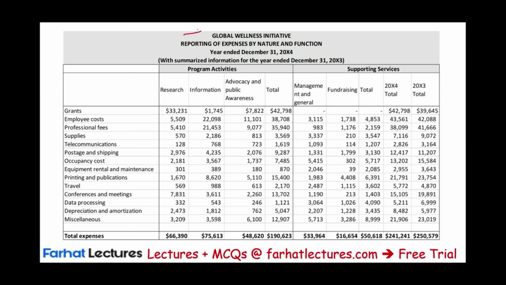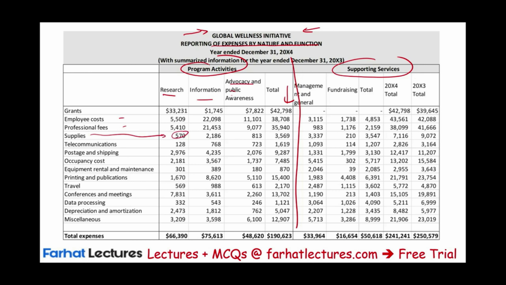So basically this is Global Wellness Initiative, reporting of expenses by nature and function. We have the program activities and we have the support activities. Under program activities, they do research, they provide information, and they provide advocacy and public awareness. And this is the total expenses for each category: grants, employee costs, professional fees, supplies, telecommunications. For example, notice here supplies. They have supplies incurred in research, information, public awareness, and they also have supplies in management and general, fundraising, and total, which is under support activities.